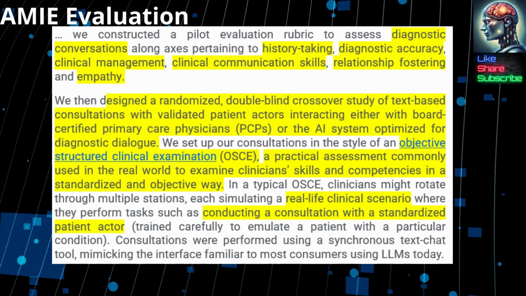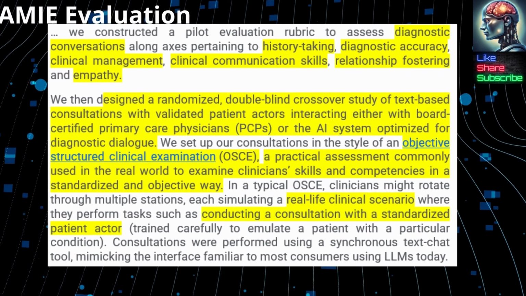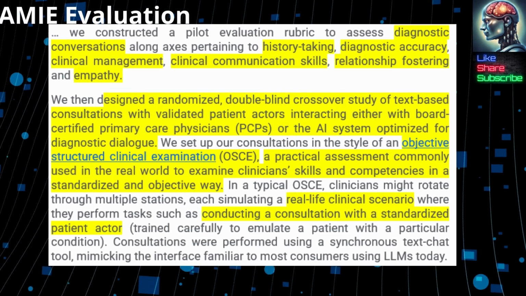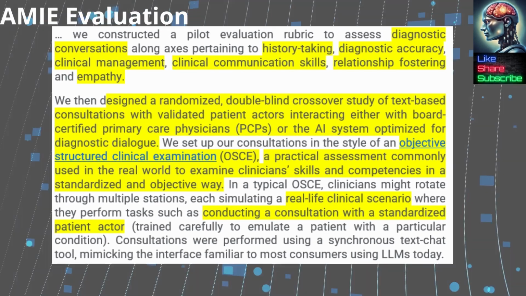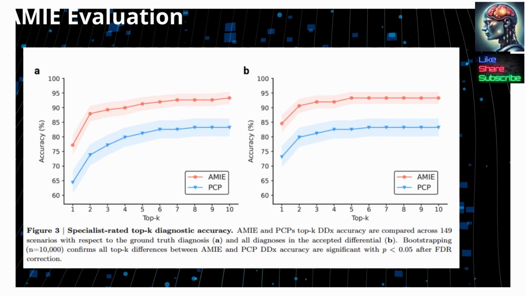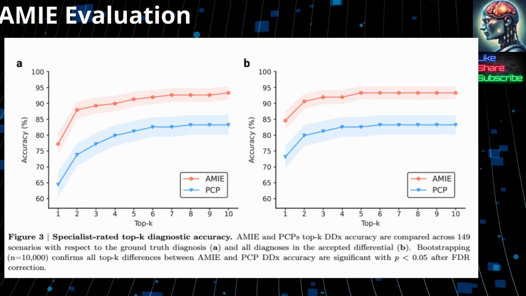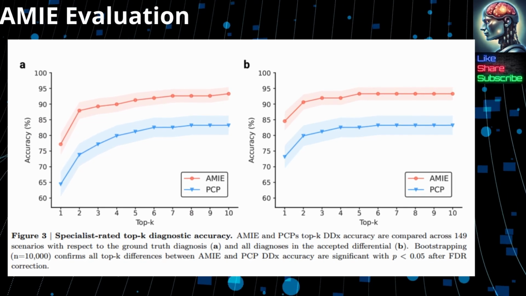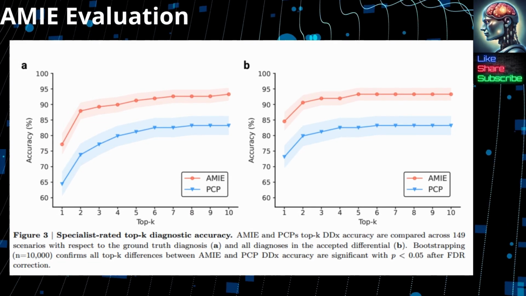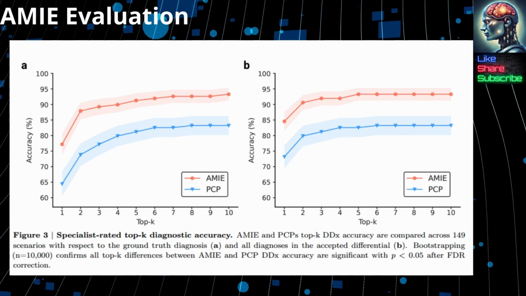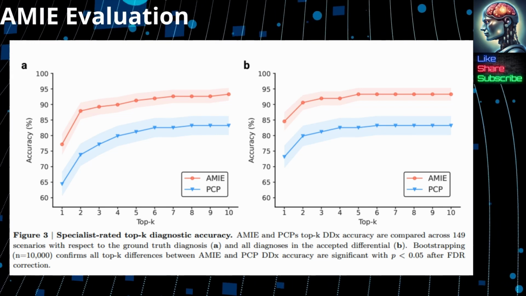Consultations were performed using a synchronous text chat tool, mimicking the interface familiar to most consumers using LLMs today. This graph shows the top-k accuracy for AMIE and PCPs, considering matches with the ground truth diagnosis shown in figure A and matches with any item on the accepted differential shown in figure B.